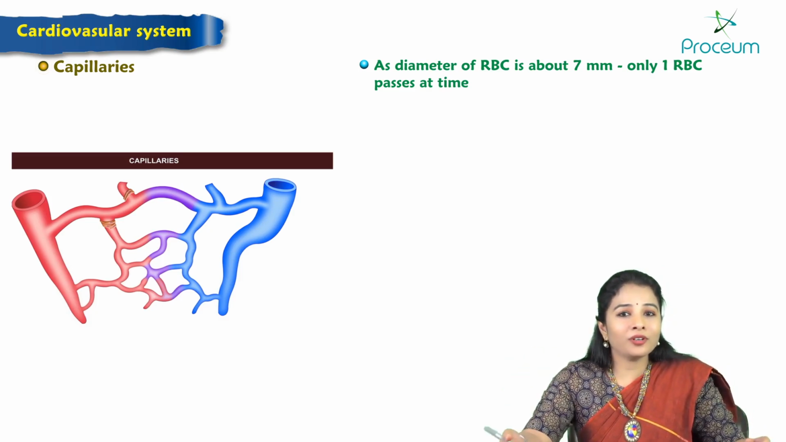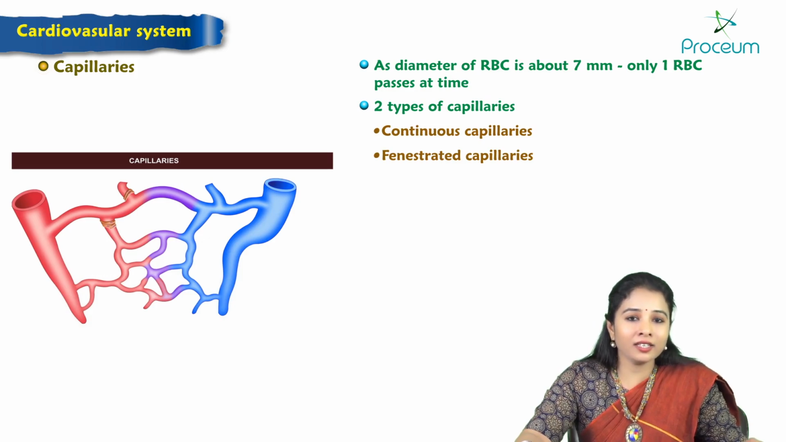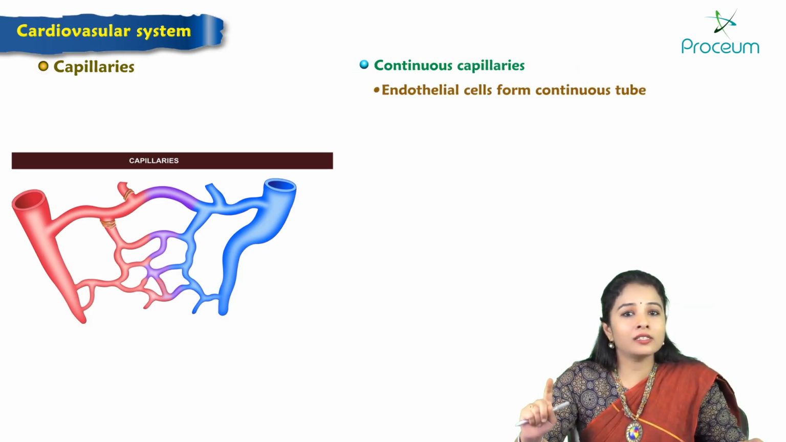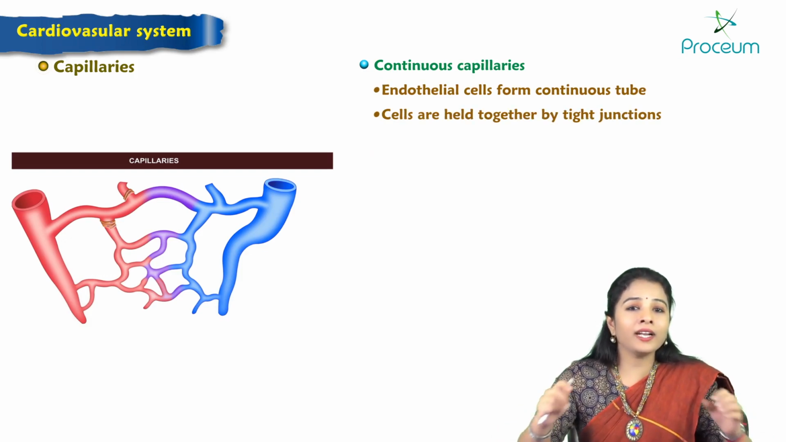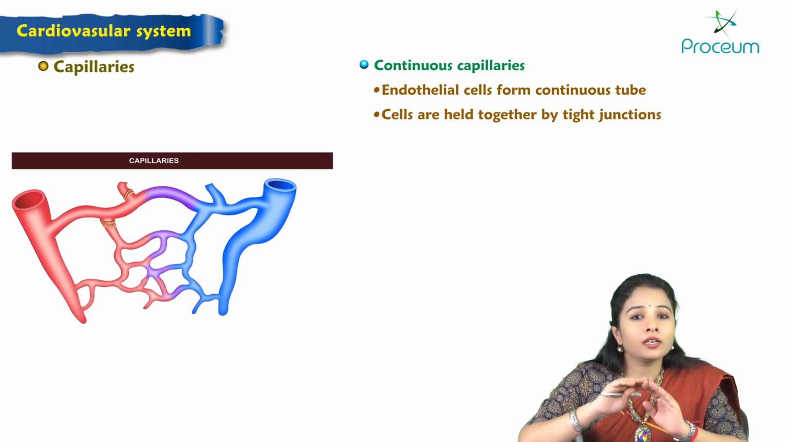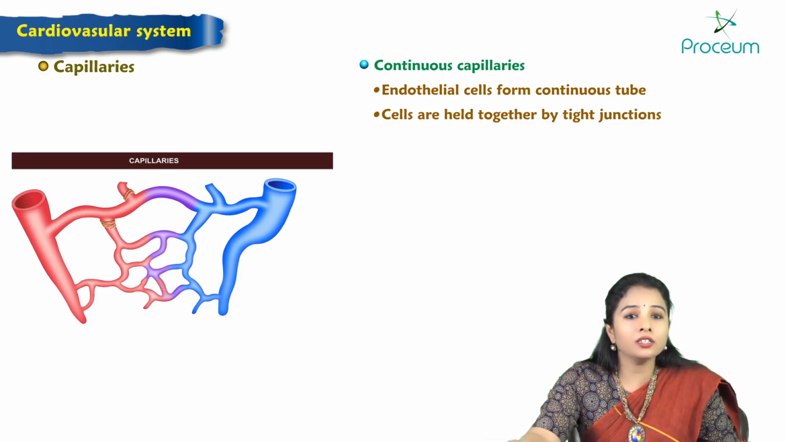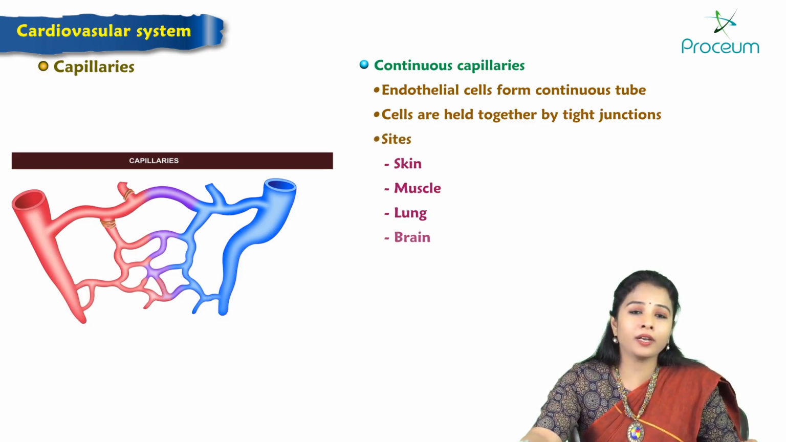If you talk about the different types of capillaries, capillaries are of two varieties: continuous capillaries and fenestrated capillaries. In continuous capillaries, the endothelial cells form a continuous tube. The cells are held together by tight junctions, so there is no gap between the cells. Continuous capillaries are found in skin, muscle, lung and brain.